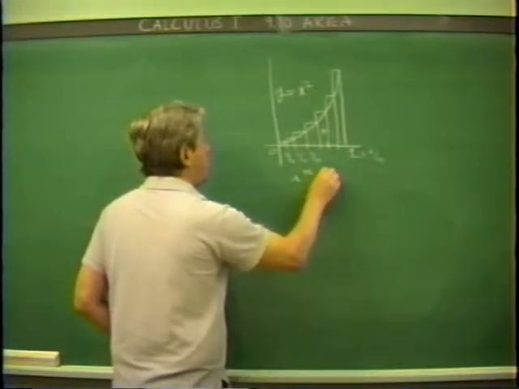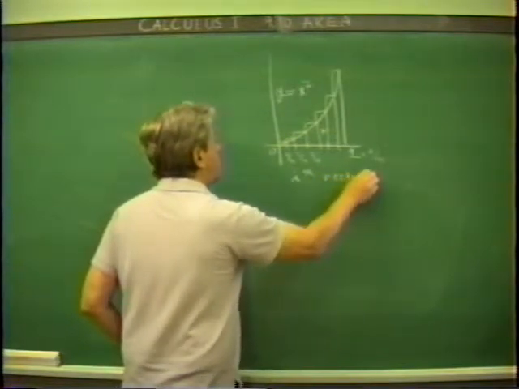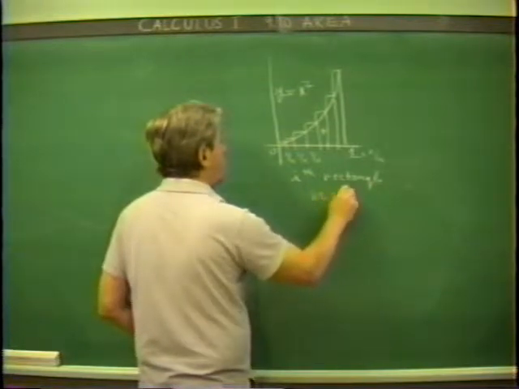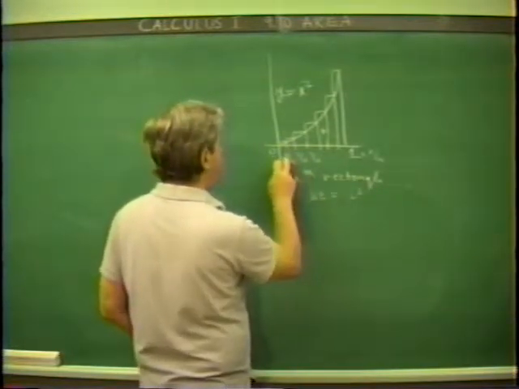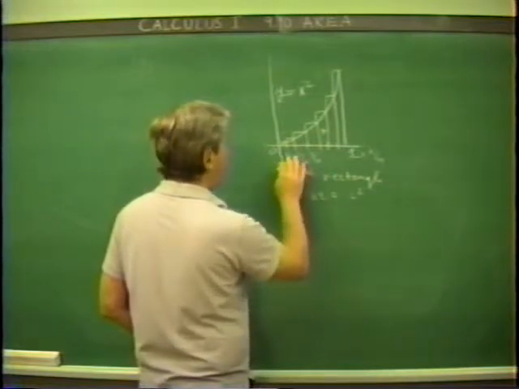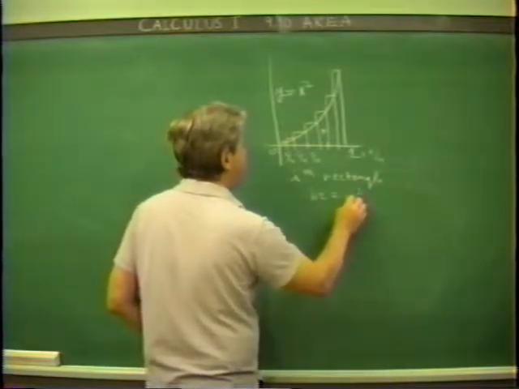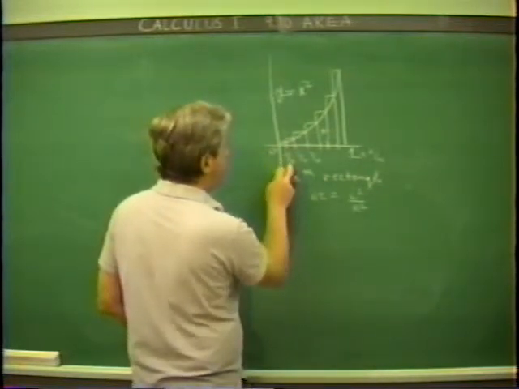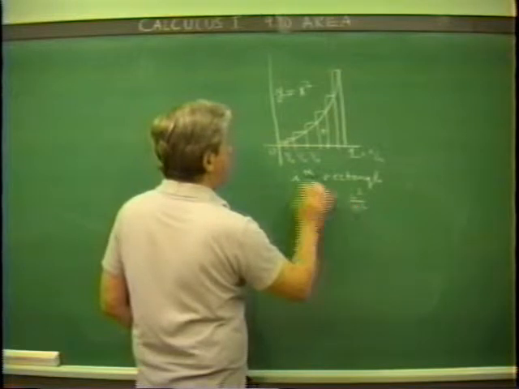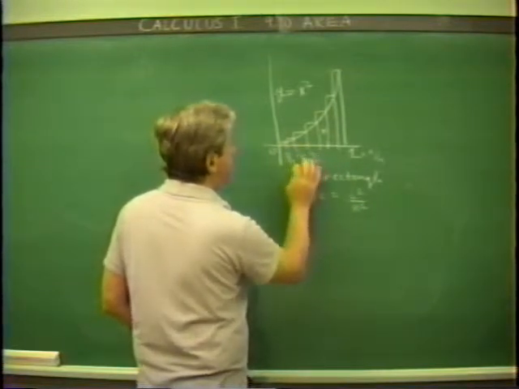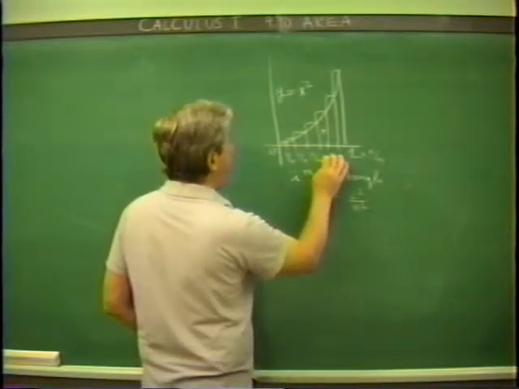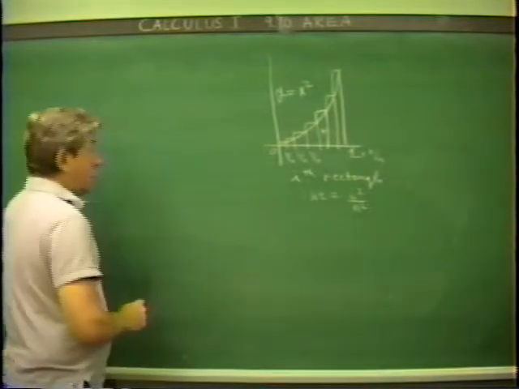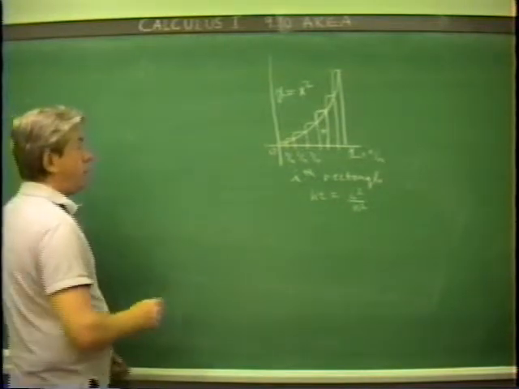Well, if we look at the ith rectangle, right? It has height I over n squared. So I squared over n squared. The first one is 1 over n, and it's got height 1 over n squared. Second one, 2 over n. The ith one is going to have height I over n.